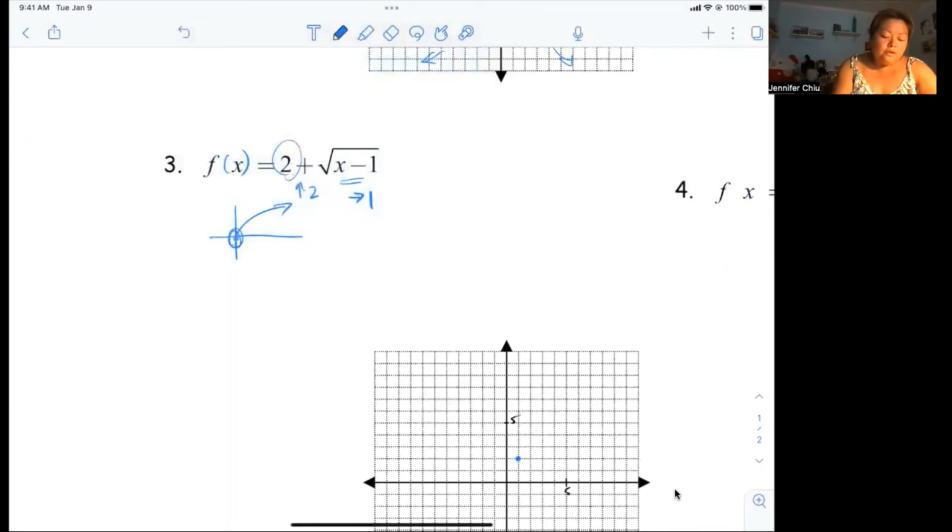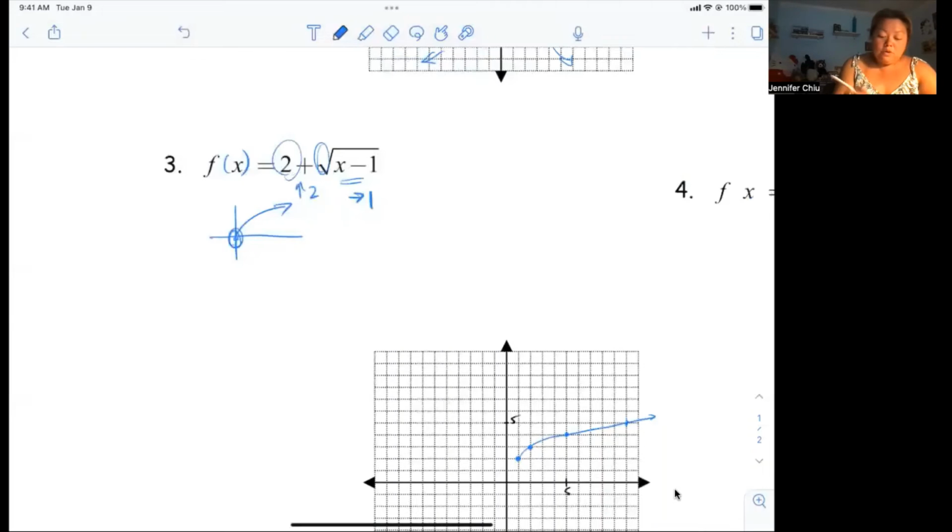Since there's no coefficient in front of the square root, my square root is going to have the same t-table as it normally does, which then tells me I get square root of 1 is 1, square root of 4 is 2, square root of 9 is 3. So that would give me my square root function this way.